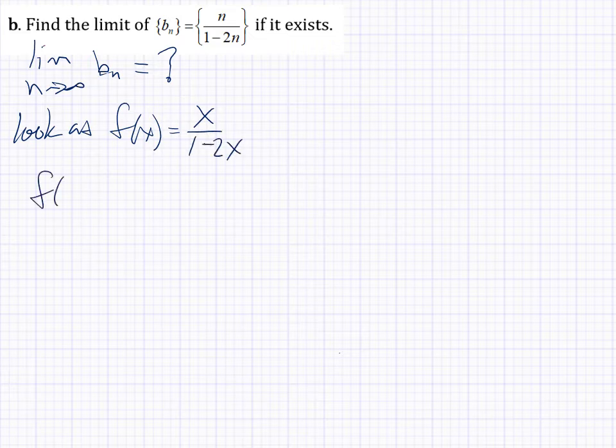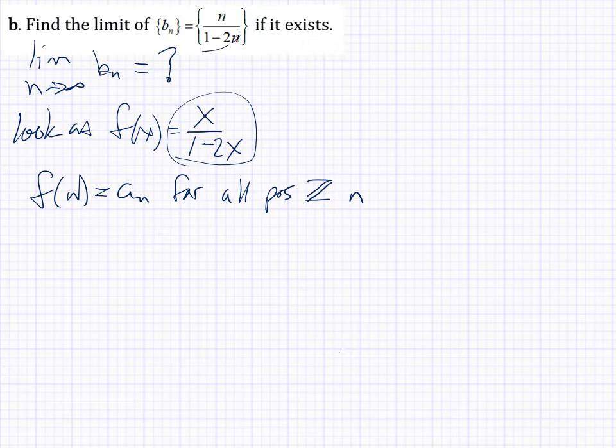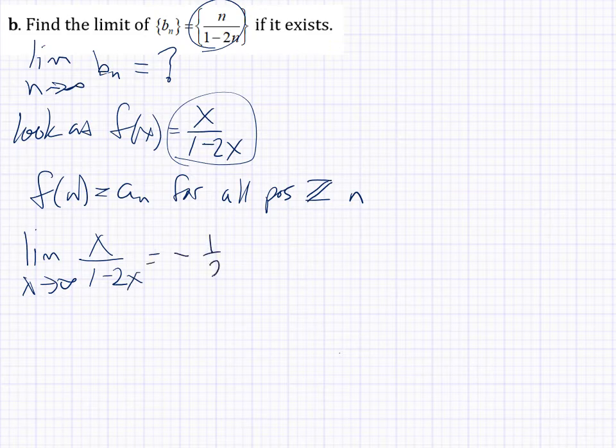We know that f of n equals a sub n for all positive integers n. Clearly, why? Because this formula and this formula are the same. We can look at the limit as x goes to infinity of x over 1 minus 2x. Hopefully you look at this and realize that the answer is negative 1/2.